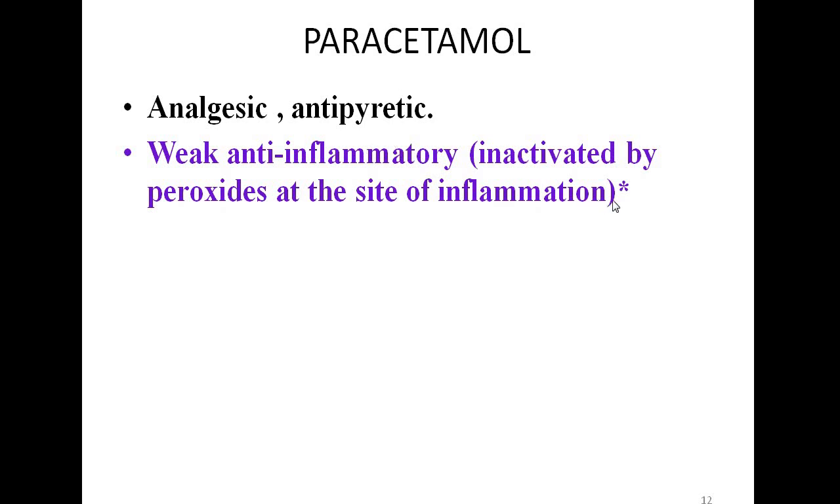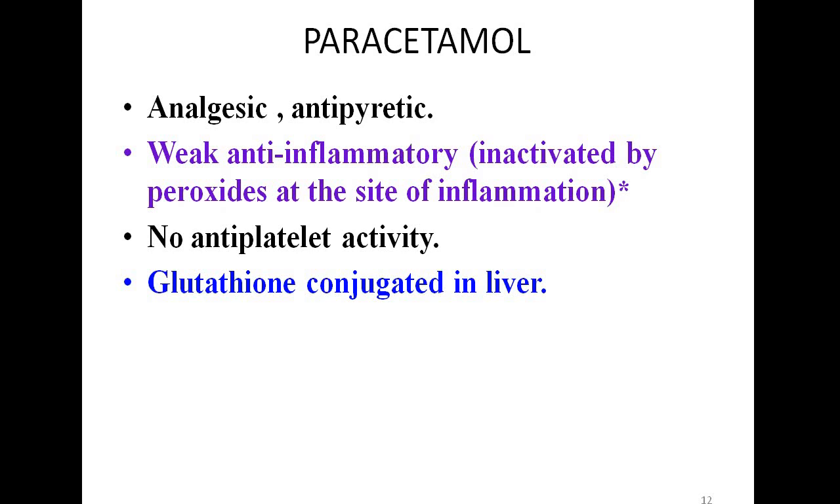This is a short answer question. Meaning, give reason, paracetamol is not a good anti-inflammatory drug. It has no antiplatelet activity. When administered orally, paracetamol is well absorbed and is glutathione conjugated in the liver. As you know, glutathione is a tripeptide comprising of gamma-glutamyl cysteinyl glycine.